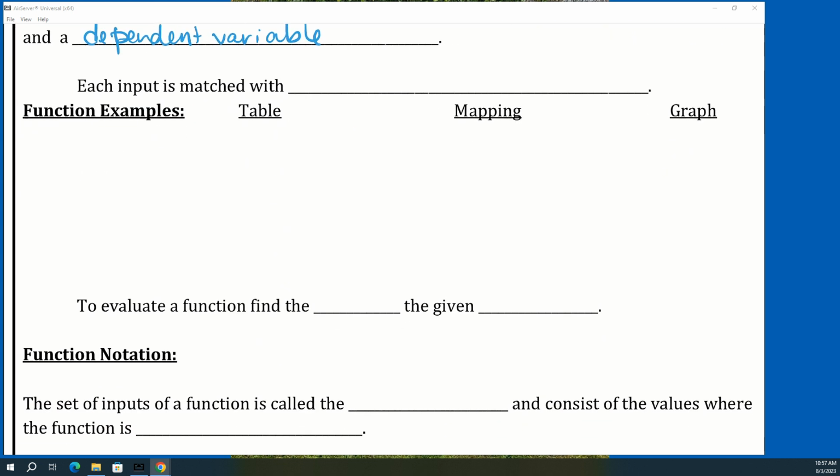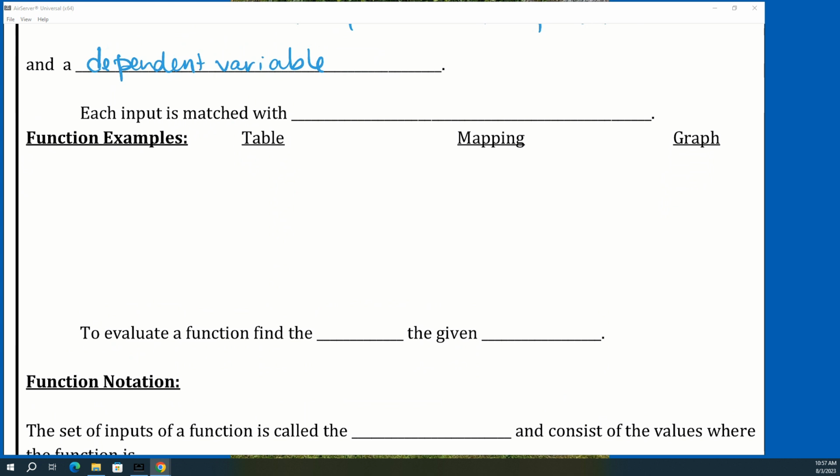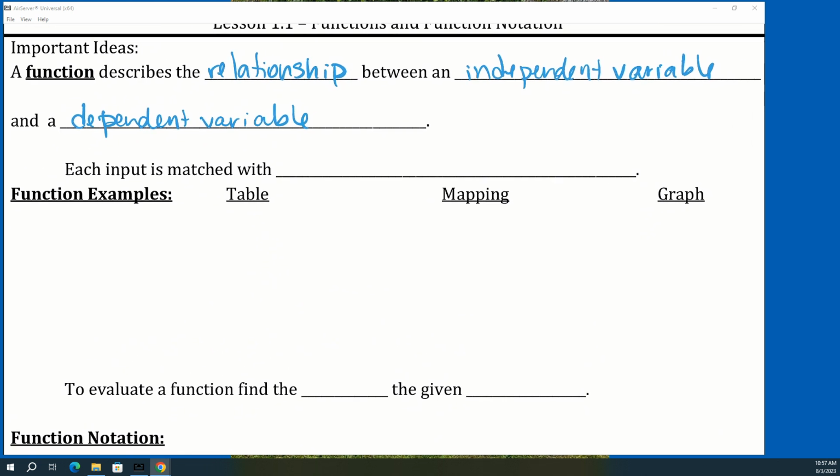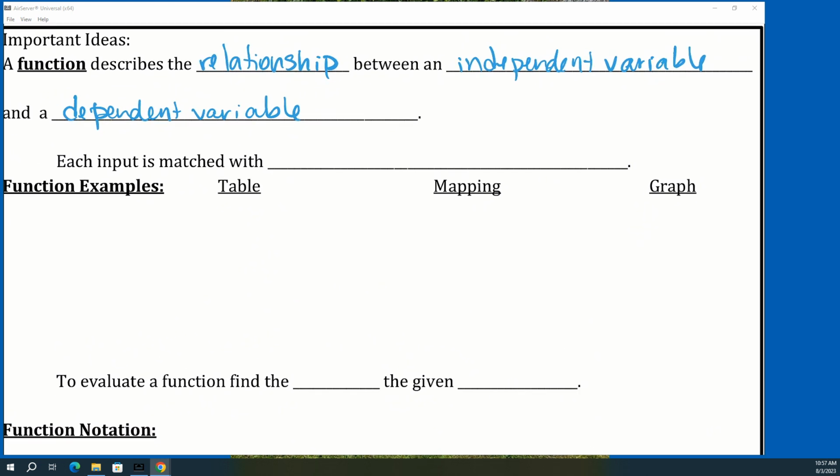All right. So each input, well, you guys tell me. What makes a function special compared to a relation? About each input, what is it matched with? Do you remember? Exactly one output. So if you're evaluating a function and you give two answers for one number, that has to be wrong, or it's not a function, that can't happen.